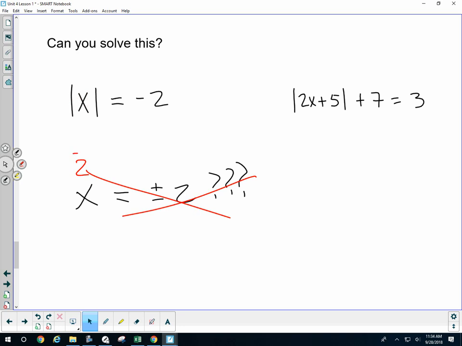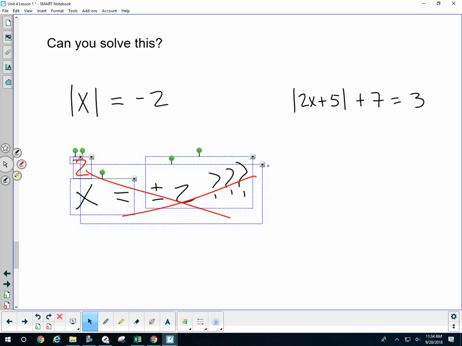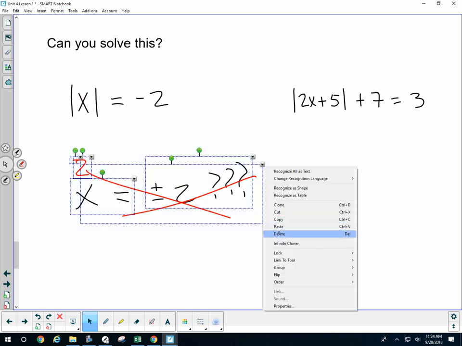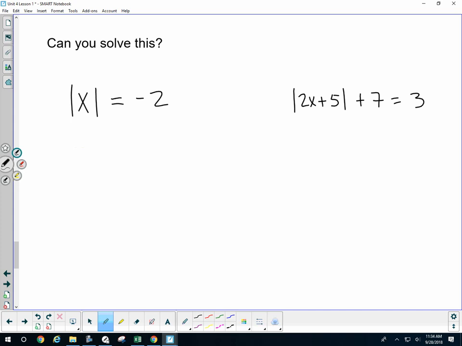Miss Thornock, what do you think? You are correct. Absolute value is always positive. We're always talking about a distance away from 0. We can never have a negative distance. So in this situation, we need to recognize that there are no solutions for x.